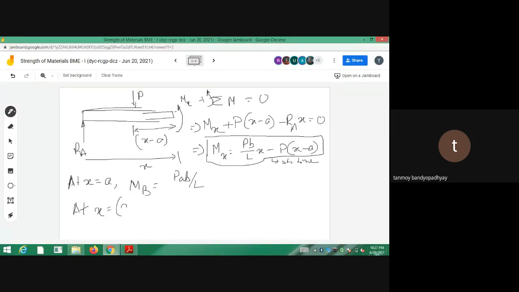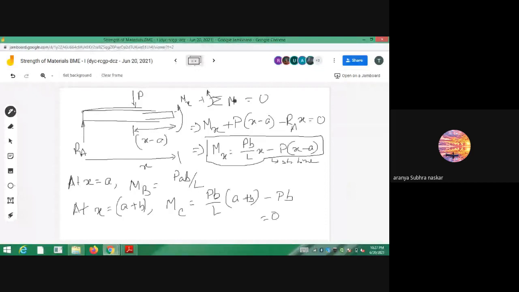And if I take x is equal to a plus b, what will be MC? So MC will be equal to what? If you put the values here, just put the values, you will see that it will come out to be 0. Pb by L into (a plus b) minus P into (a plus b minus a), so it is Pb. If you do all the values, it will come out to be 0. Just do it at your home, it will come out to be 0.